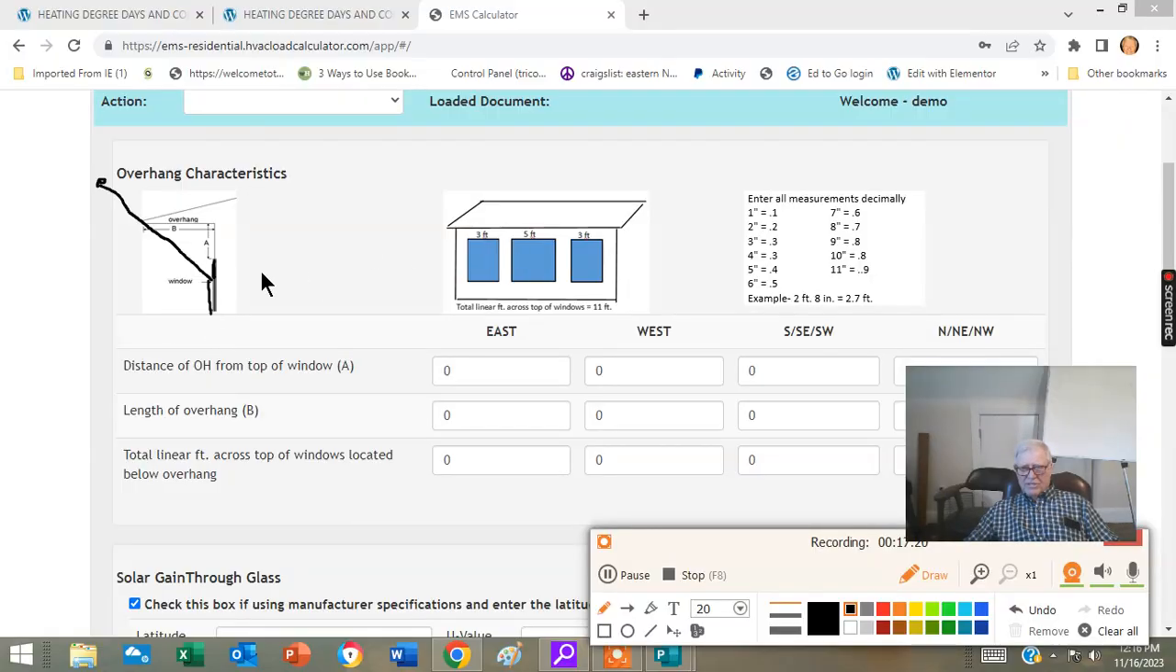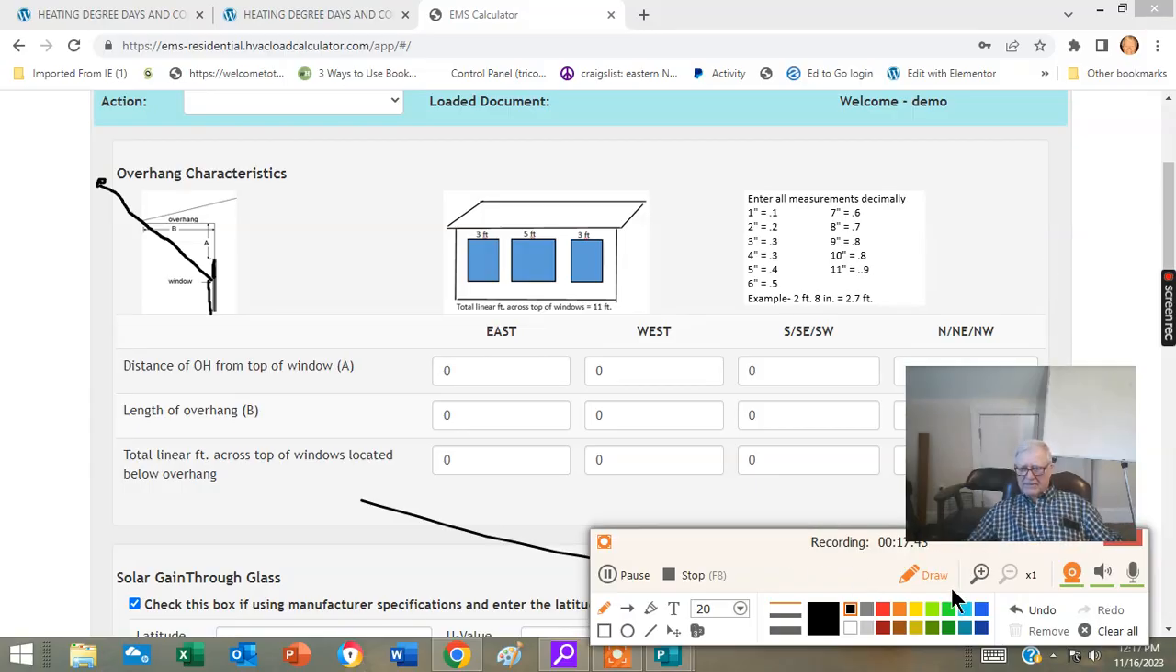What this whole section up here is doing is determining how many square feet are shaded and how many square feet are unshaded, and both of those areas have totally different heat gains. So what we've got to do is enter in the information that it's asking for here.